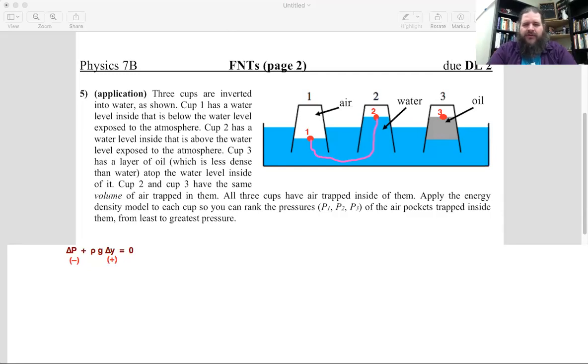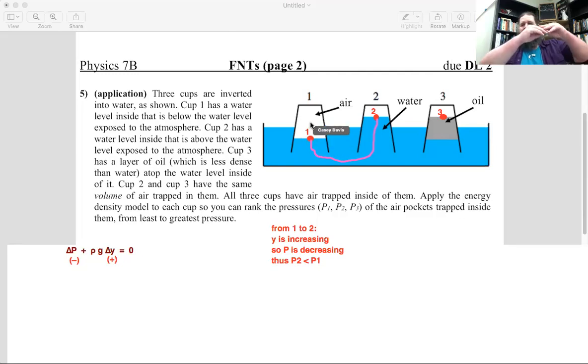Therefore, we know that pressure 2 is less than pressure 1, because if we go from 1 to 2, pressure has decreased. You could also think about this conceptually in terms of the air pocket in cup 1 has to be higher pressure because it's able to push harder on the water, push it further down. So it looks like location 1 is higher pressure air and location 2 is lower pressure air. Any questions on that so far?